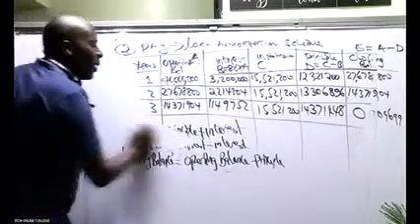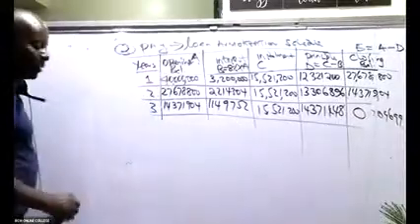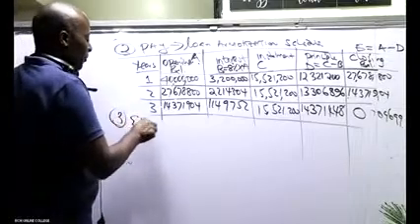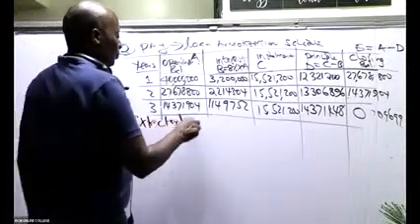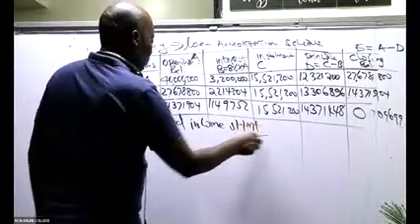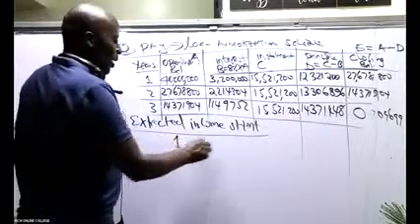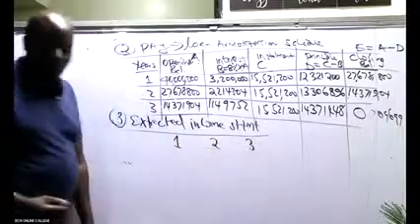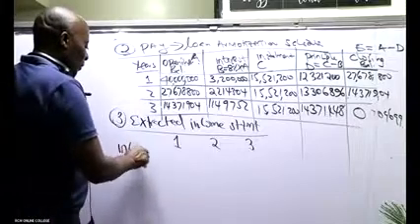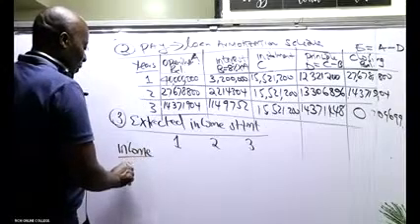So step number 3, I want you to memorize these steps, because this is very popular in your exams. Step number 3, go ahead and give us an extracted income statement. Remember, we have 3 years: year 1, year 2, year 3. You're going to have an income because there was a disposal done. And then we have expenses.